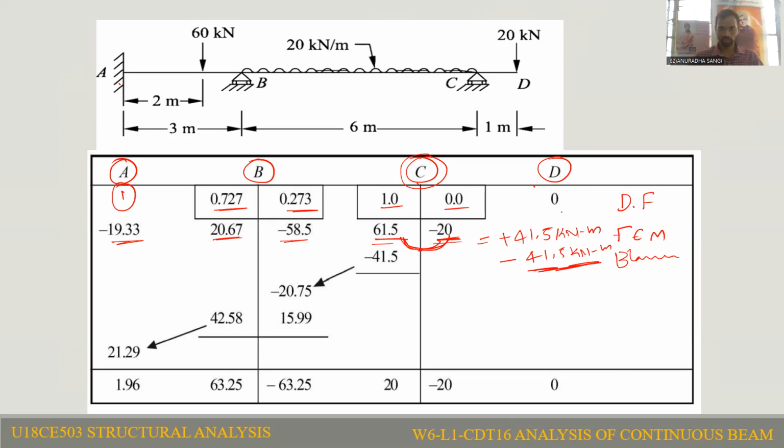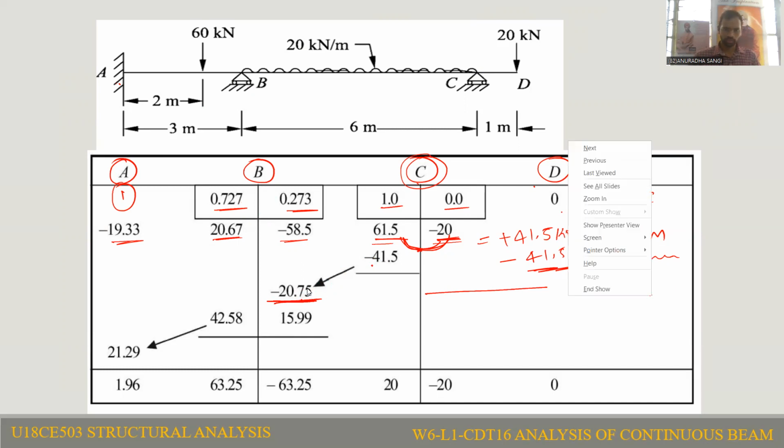Because of this application of moment at the joint C, by allowing rotation at this joint, if you apply the minus 41.5 kilonewton meter moment, some moment is going to develop at the far end. If the far end is fixed, half of the moment will develop at the far end also. So this will be the carry over. This moment is called the carry over.